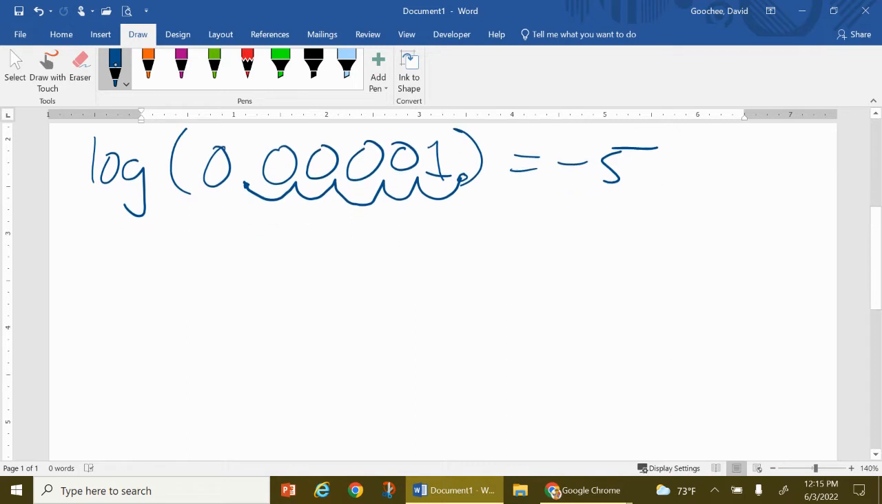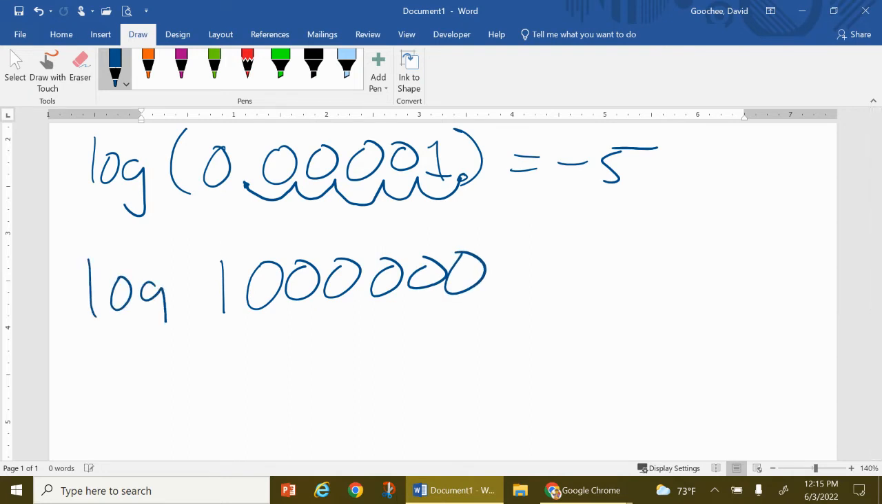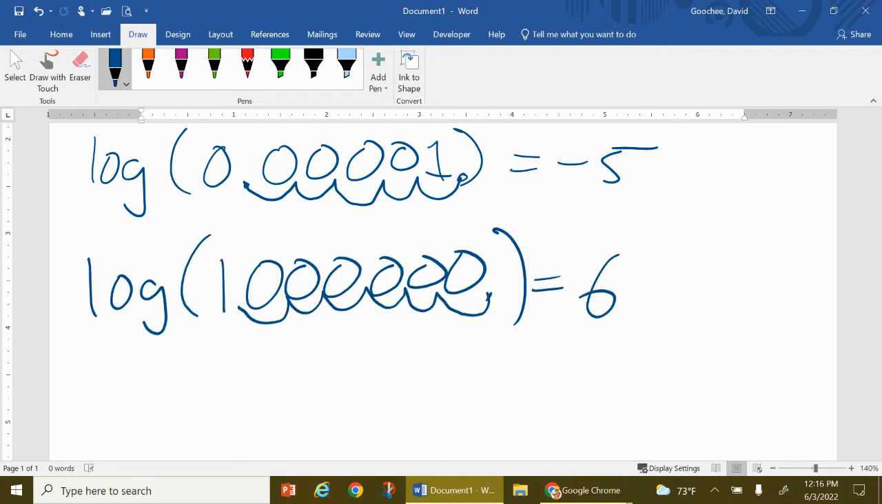On the other hand, what is the log of 1 million? Well, you'd have to get 1. You'd have to bounce the decimal 1, 2, 3, 4, 5, 6. So the log of a million is equal to 6.